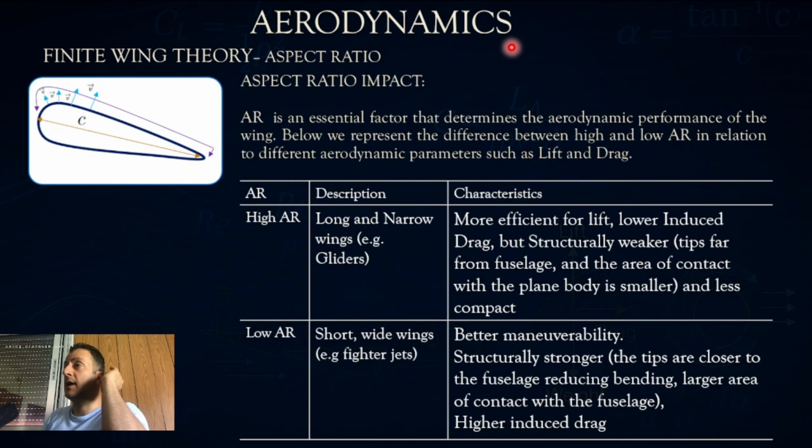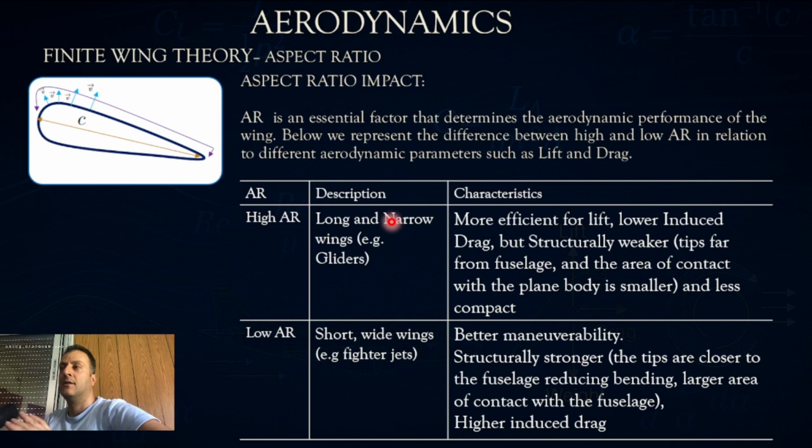Let's talk about the aspect ratio impact. Aspect ratio is an essential factor that determines the aerodynamic performance of the wing. So we represent the difference between high and low AR in relation to different aerodynamic phenomena or parameters, such as lift and drag. For high AR, higher aspect ratio means you have longer wings and narrower wings, where b is very long and S, which is the surface area, is small.